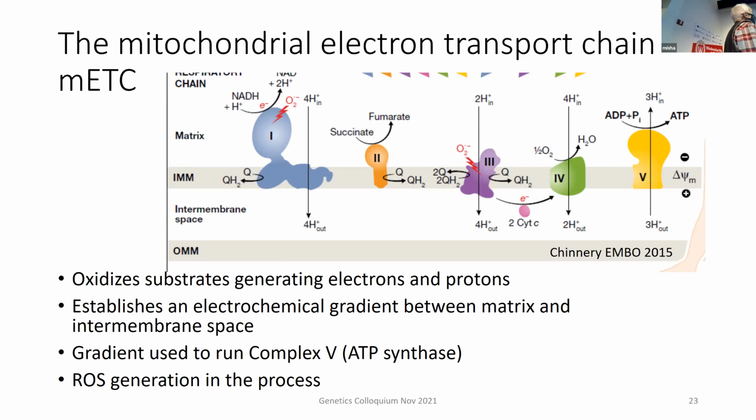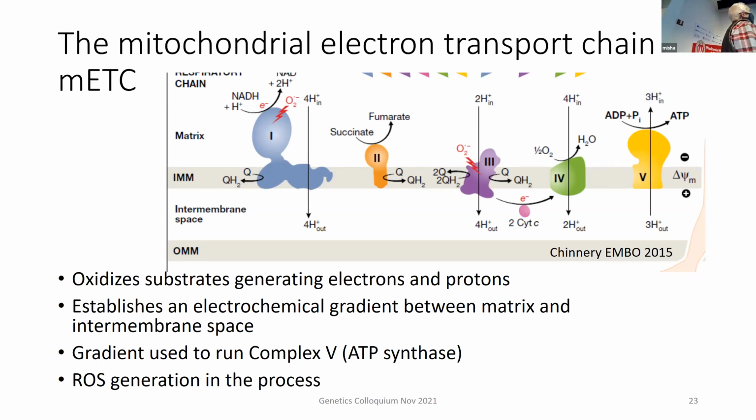And it has 2 domains, one which is in the membrane, called the intramembranous domain, and the other, which protrudes into the matrix of the mitochondria. And then you have complex 2, complex 3, complex 4, and complex 5. Complex 5 is ATP synthase.